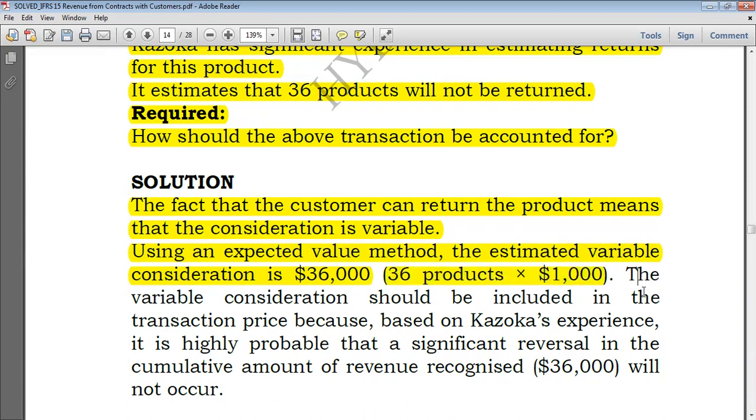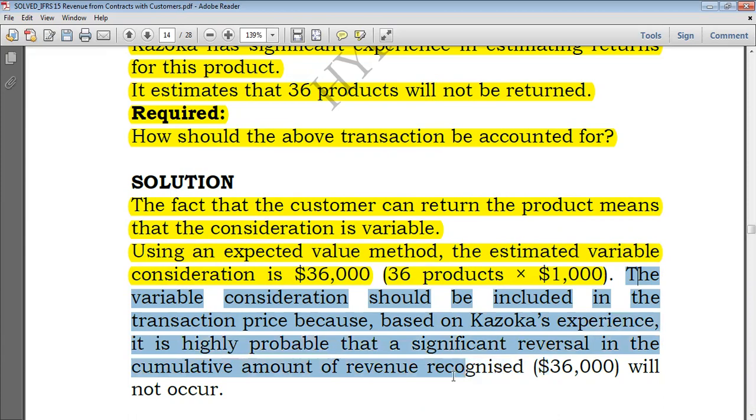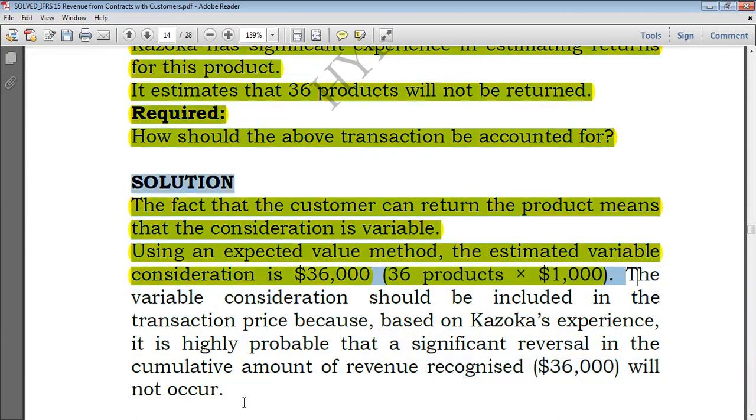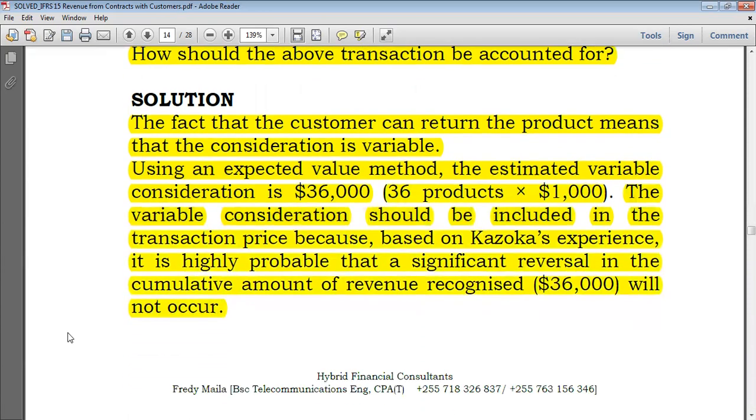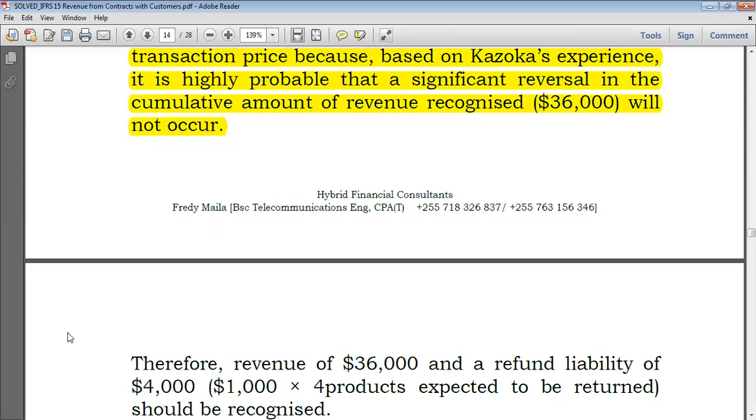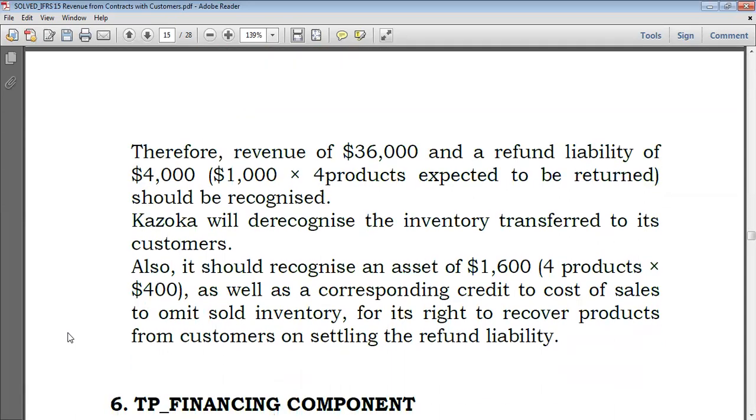And so we are told the variable consideration should be included in the transaction price. So you have to include this variable consideration in the transaction price, not all of it, not that one for 4 products. Based on Kazoka's experience, it is highly probable that a significant reversal of the cumulative amount of 36 will not occur. Actually, we have said that what will actually occur is the reversal by 4, because 36 won't occur. That means only 4 units will be returned. So actually, that refund liability should be based on just 4 units.